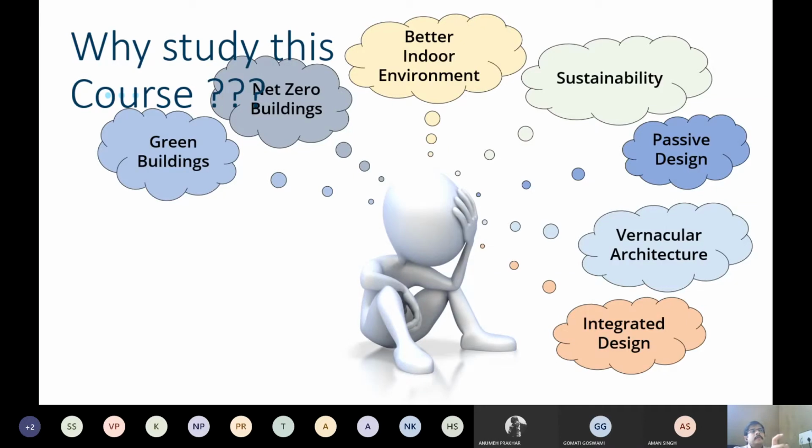Okay, so now tell me what is the meaning of this passive design? Anyone else? Sir, a design in which we use materials like mud, stone, wood that have less embodied energy. Less embodied energy, more embodied energy might be one thing.